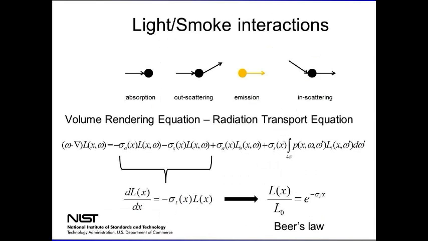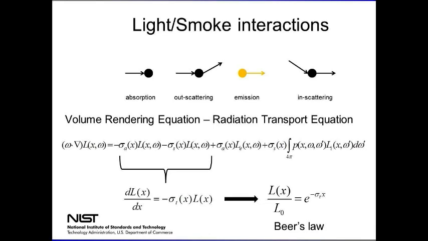The different types of interactions that you can have between light and smoke are illustrated in this top row. So when the arrow, your virtual packet of light, hits a little ball of smoke, it can be absorbed or it can scatter. And so these first two items will cause the light to degrade, to diminish.